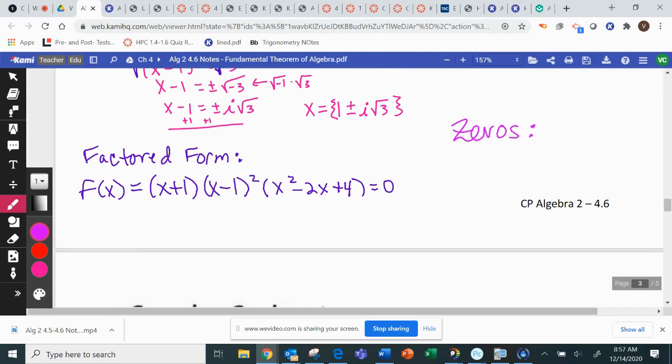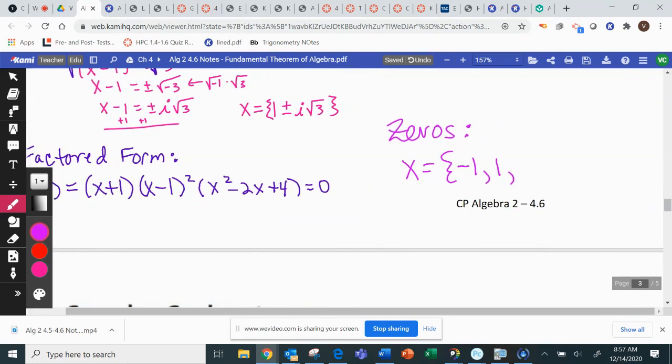When I write my zeros, I'm going to write those in order from left to right as well. I'm going to have -1, and then I have +1, but there's 2 of them. I don't have to write it twice. And then the other zeros are imaginary, so I'm just going to put those last. 1 minus i square root 3, 1 plus i square root 3. I wrote those last.